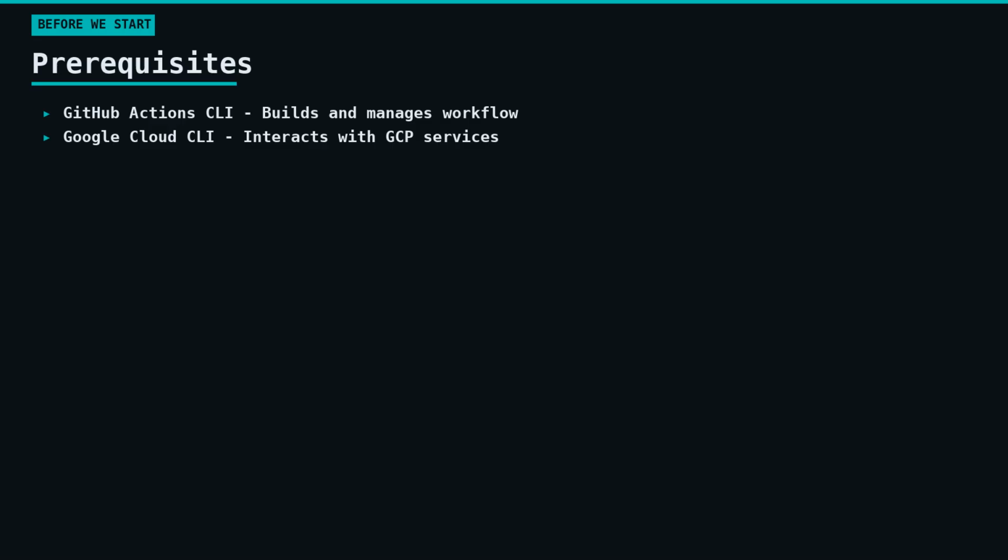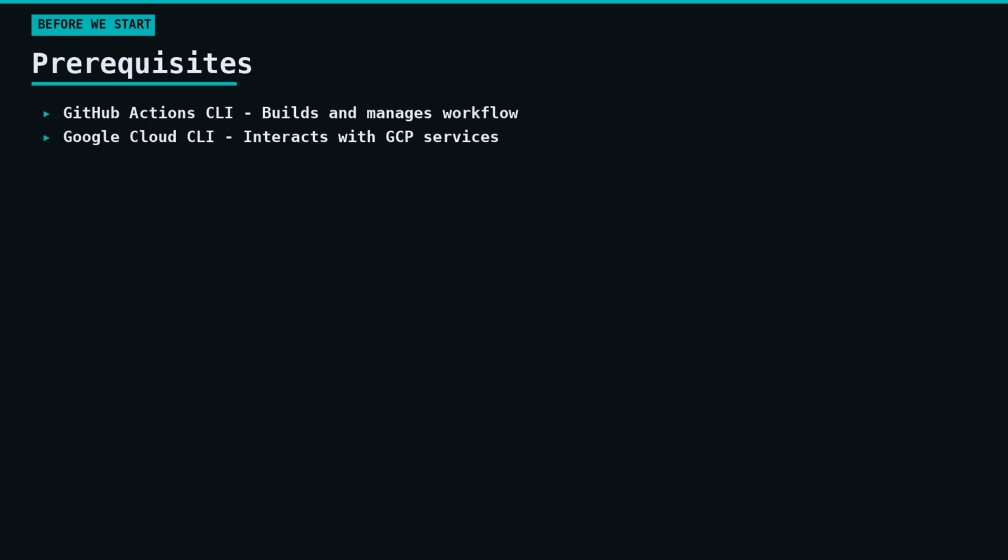You'll also need to install the GitHub Actions CLI and the Google Cloud CLI. Don't worry if you're new to these tools, we'll walk through each step. The GitHub Actions CLI is like a toolbox that helps us build and manage our workflow, while the Google Cloud CLI is like a map that guides us through GCP services.